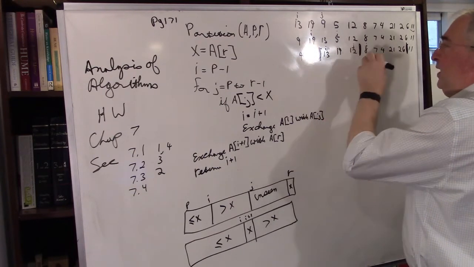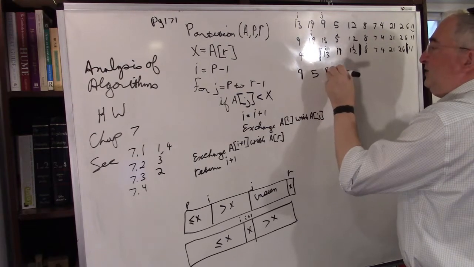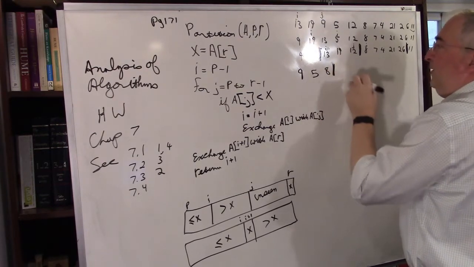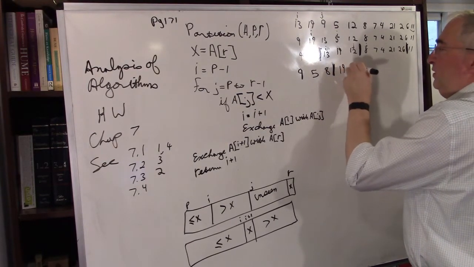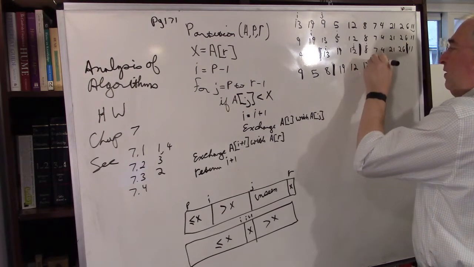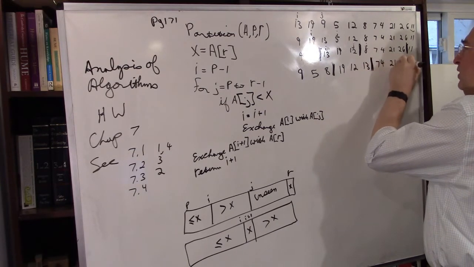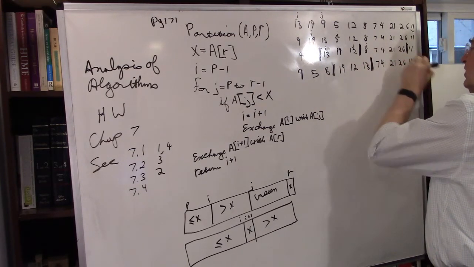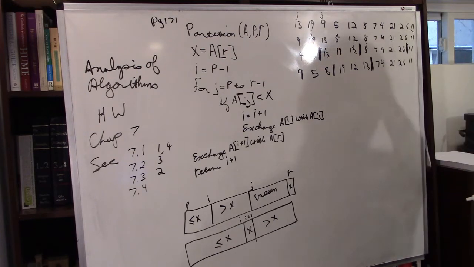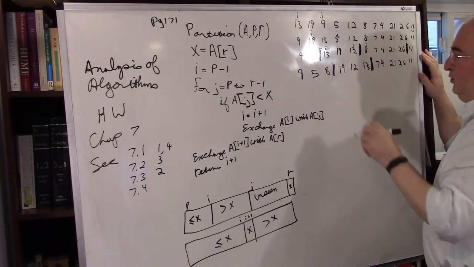We're going to swap 8, so we get 9, 5, 8, thick line, 19, 12, 13, thick line, 7, 4, 21, 2, 6, and 11. Okay? Okay, let's keep on doing it. Let's do it a little bit quicker.